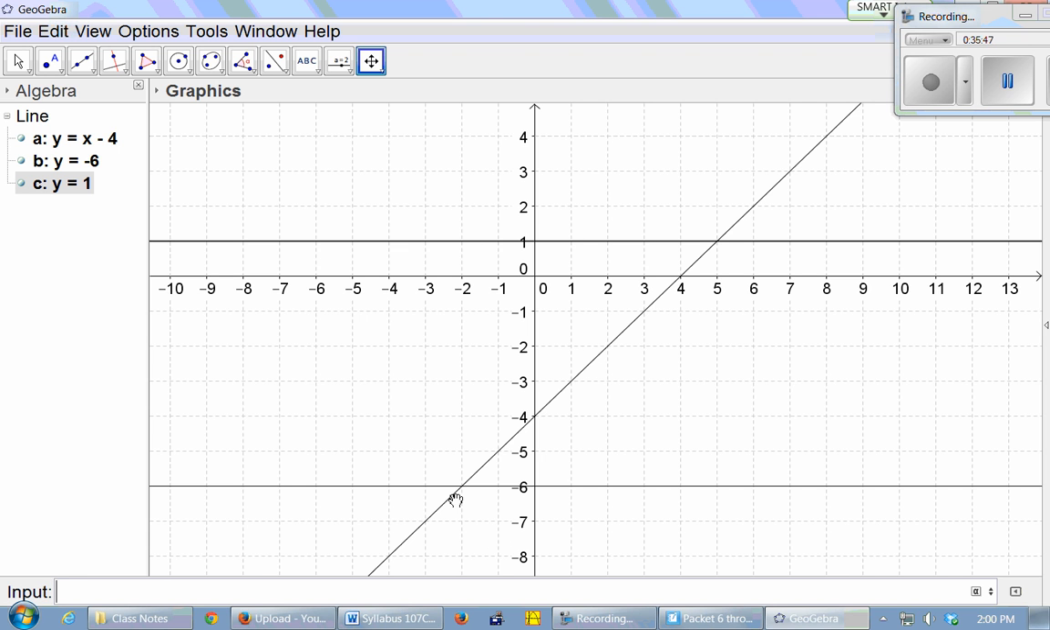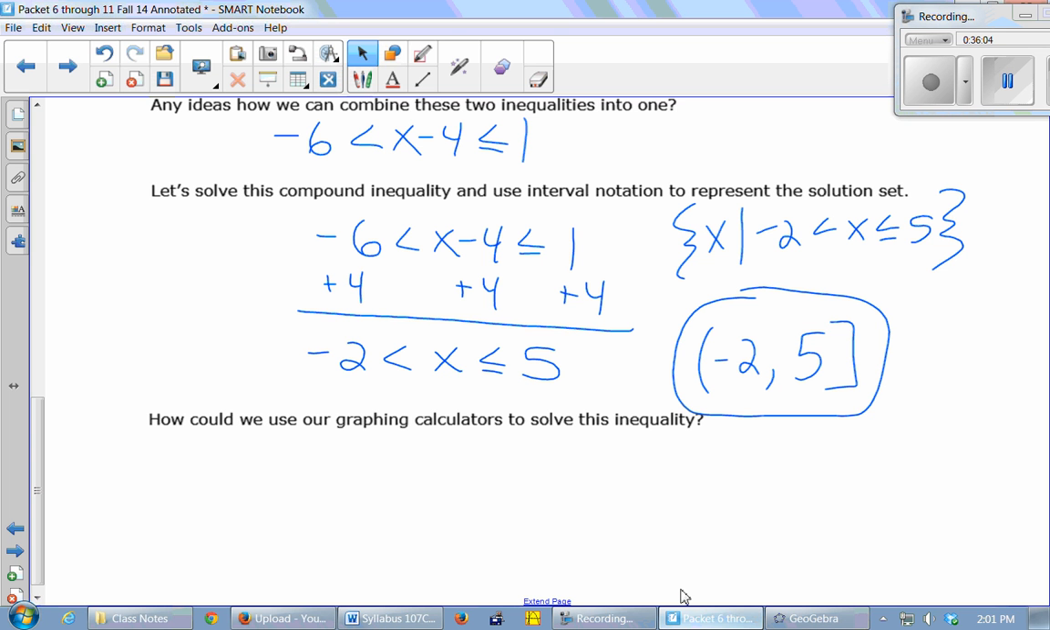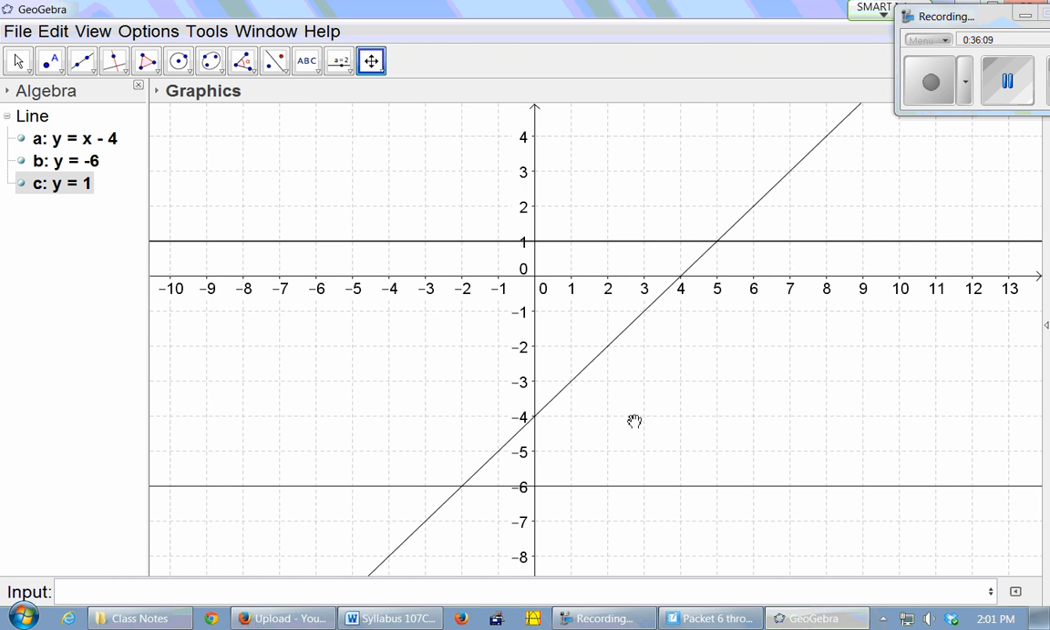What are the x values of this interval? -2 to 4. Sorry, to 5. -2 to 5. And that was what we got algebraically, -2 to 5. So you can solve this graphically by just looking between. So you have to do a little bit of interpretation, a little bit of thought to think about, should I include this -2 or not?